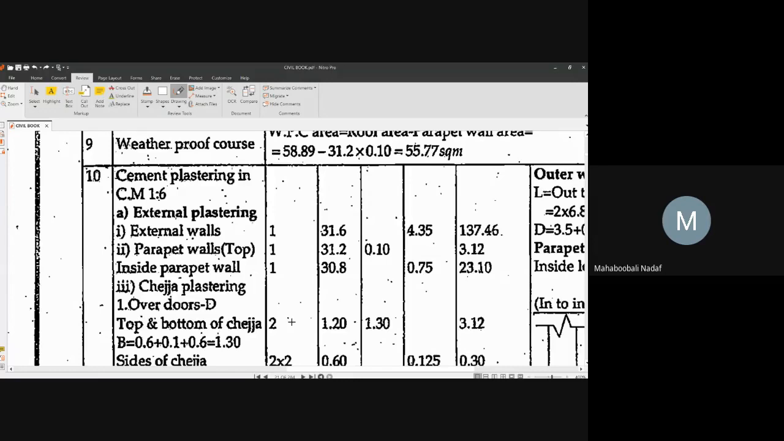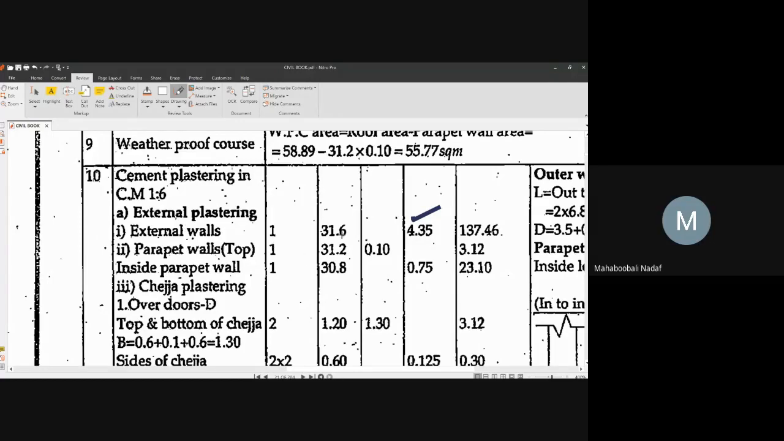In this one, you should imagine the building, then only you will understand. For all the external wall, what is the height from the ground level? Wall plus parapet, including parapet is 0.75, and brick wall is 3.5. So 4.35, sir. Correct or not? Yes, sir.